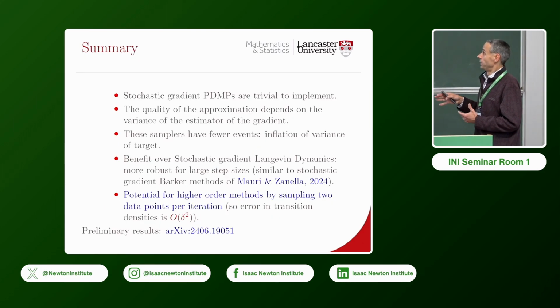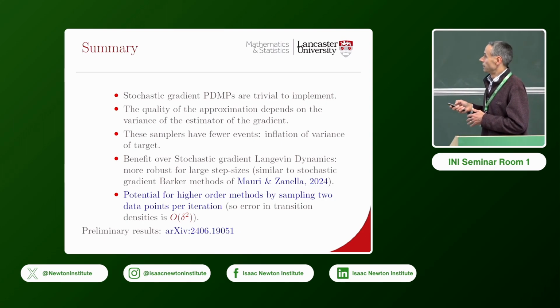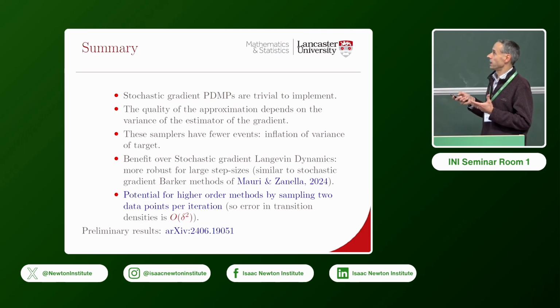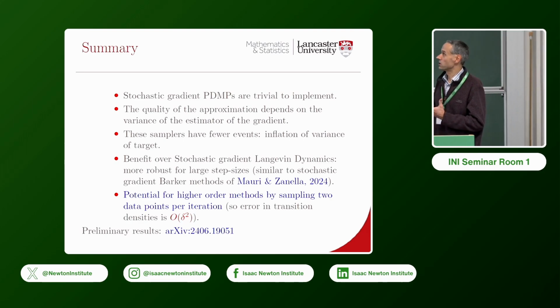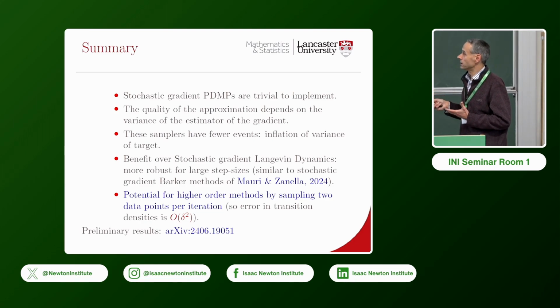Okay. So I'm pretty much out of time, so here's just a summary. I guess the main thing is that what we call stochastic gradient PDMPs, so these approximate implementations of PDMPs like the bouncy particle sampler with subsampling, are now trivial to implement.